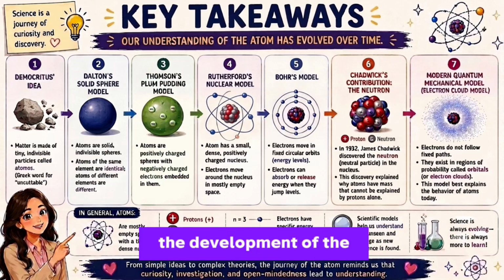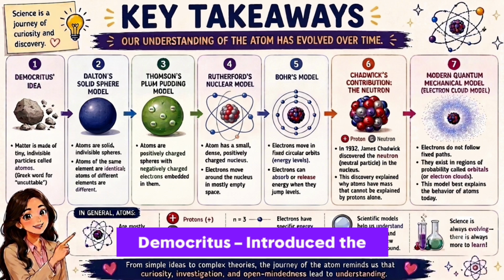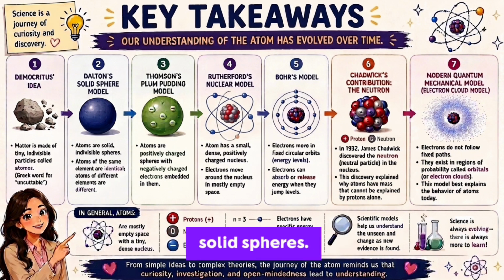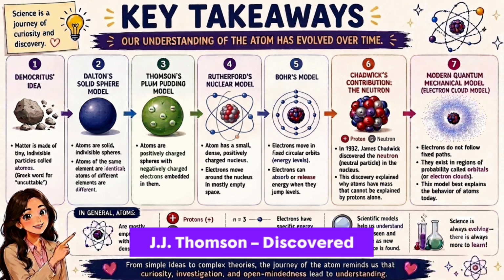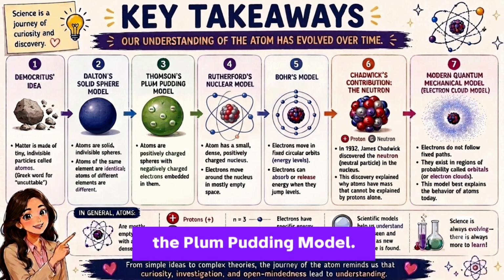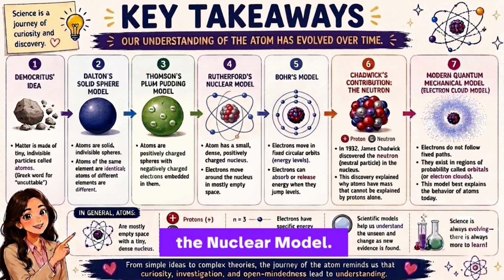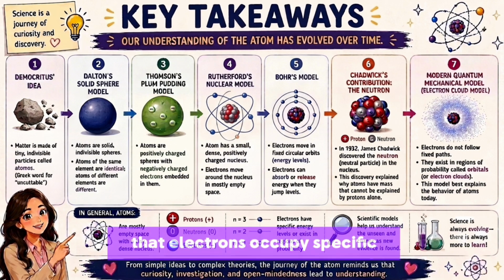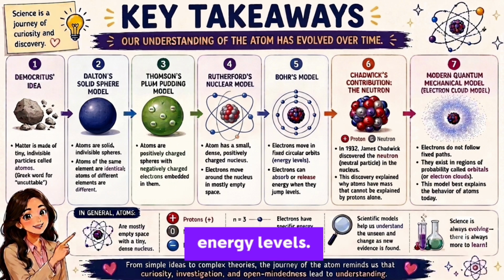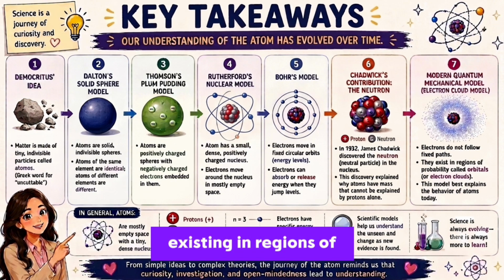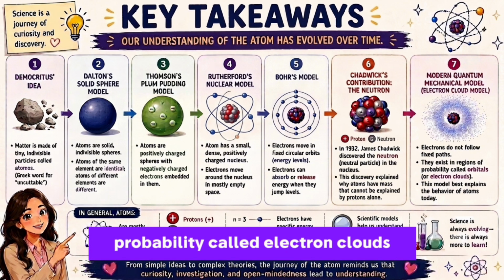Let's review the development of the atomic model. Democritus introduced the idea that matter is made of tiny particles called atoms. John Dalton proposed that atoms are tiny, solid spheres. J.J. Thomson discovered the electron and proposed the plum pudding model. Ernest Rutherford discovered the nucleus and proposed the nuclear model. Niels Bohr proposed that electrons occupy specific energy levels. James Chadwick discovered the neutron. The modern quantum mechanical model describes electrons as existing in regions of probability called electron clouds or orbitals.